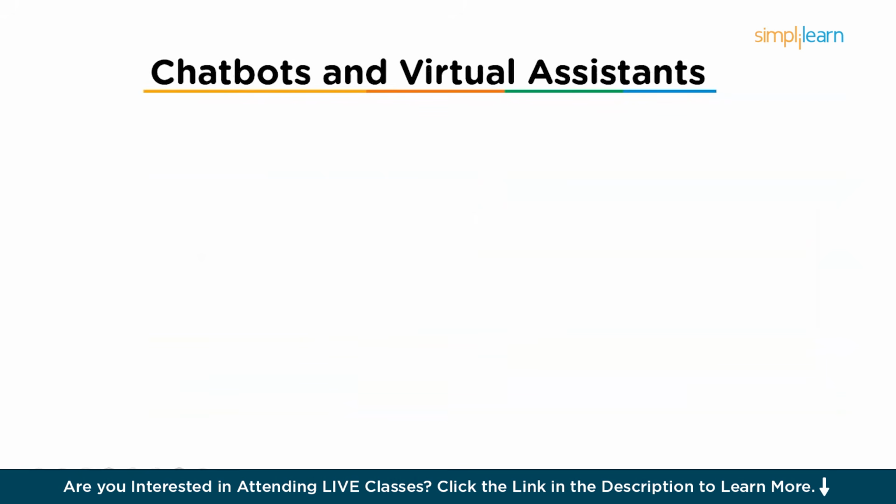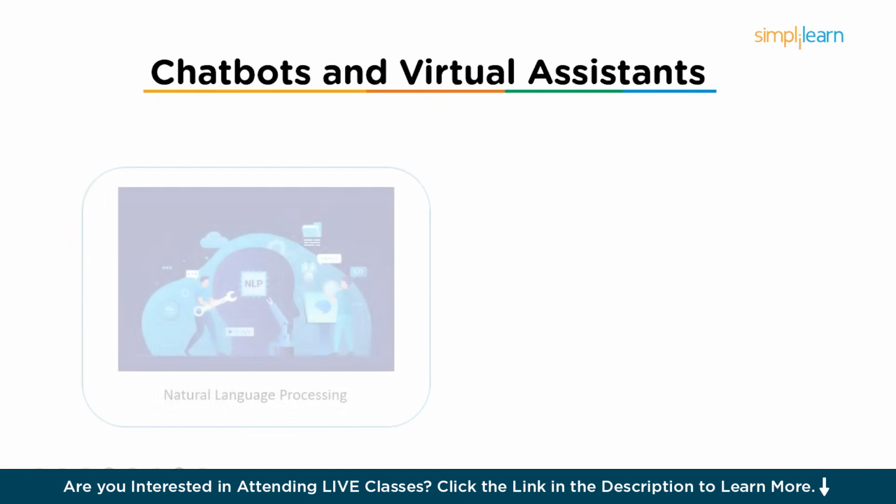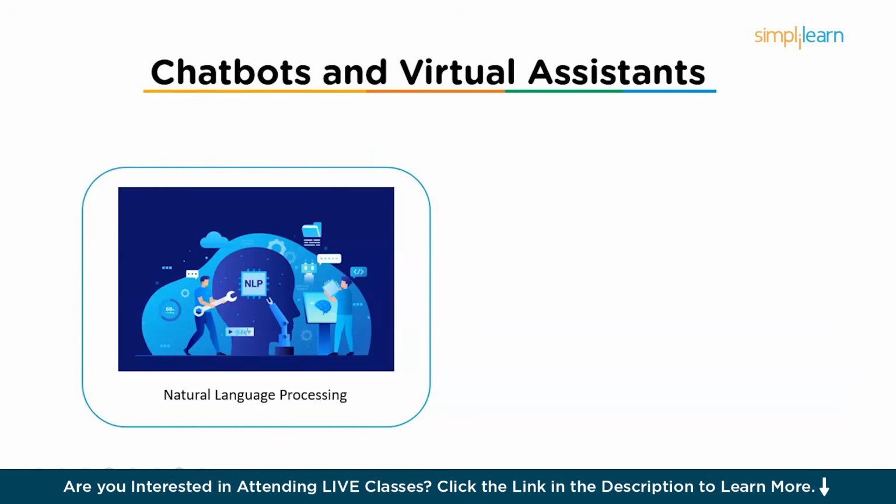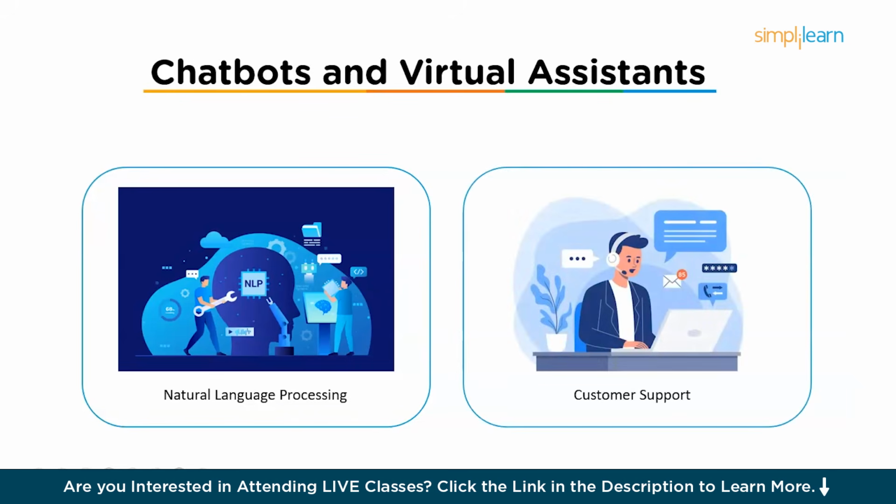The first one is chatbots and virtual assistants. For example, ChatGPT, Google Bard, and Intercom. So how do they work? AI-powered chatbots use natural language processing, that is NLP, to understand user queries and generate responses. They analyze content, retrieve information, and continuously improve via machine learning. For example, websites use AI chatbots for customer support, reducing response times and automating repetitive queries.